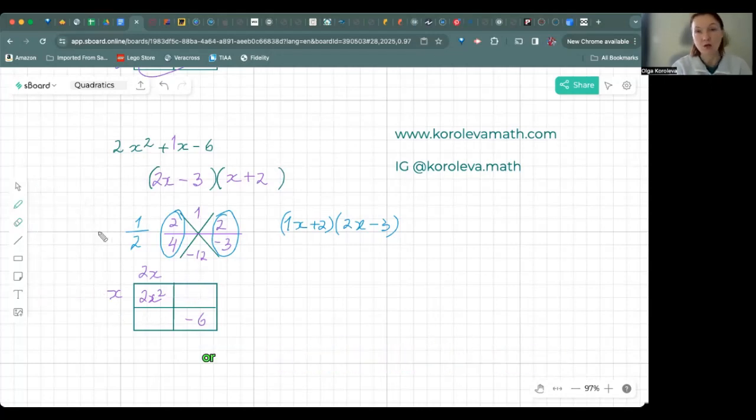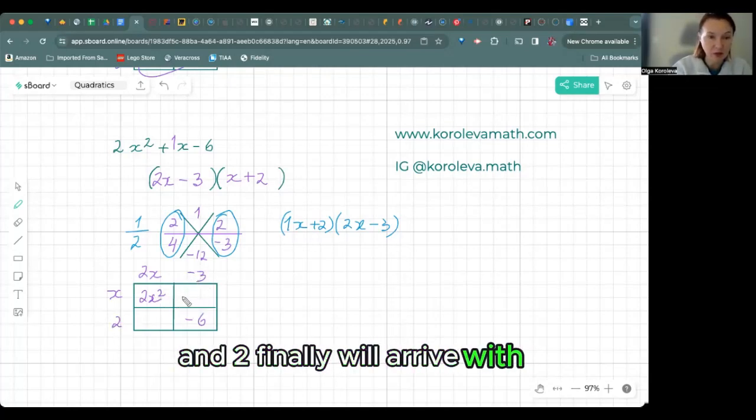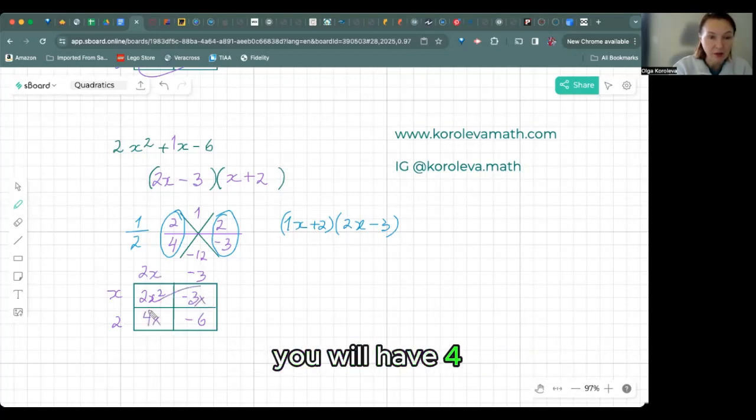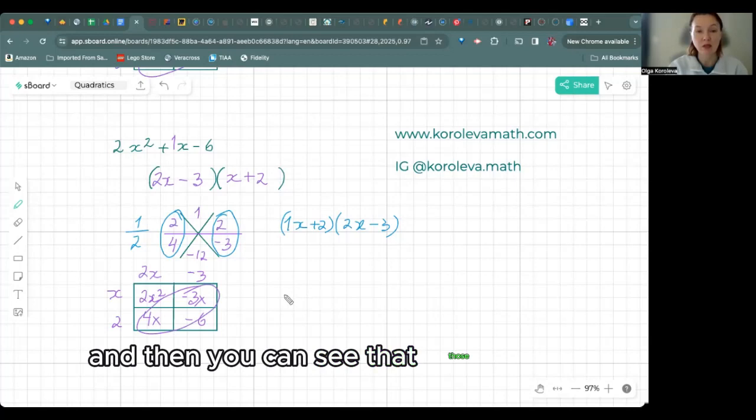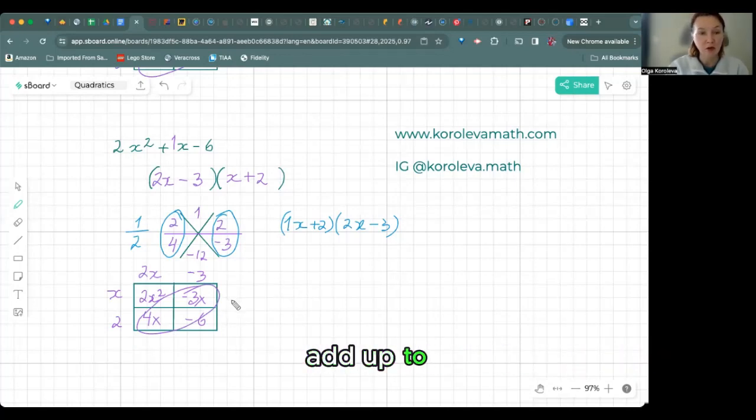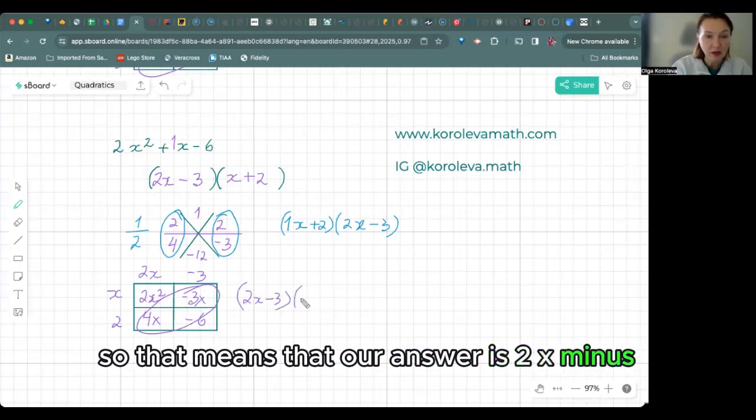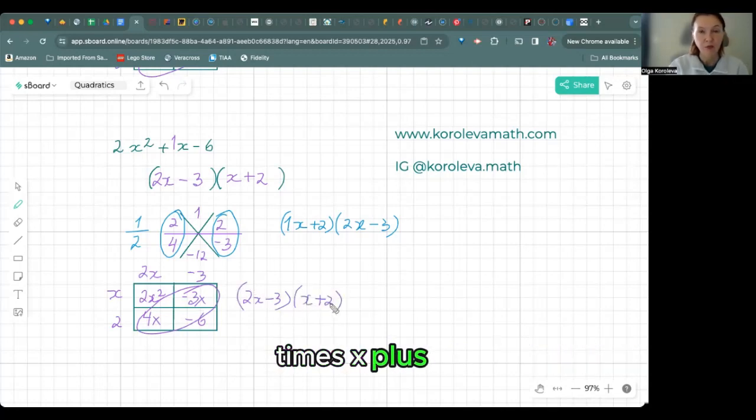You can write it, or you can draw many boxes, or you can do mental math. So then if you think about negative 3 and 2, finally you will arrive at that. You will have your negative 3x, you will have 4x, and then you can see that those two numbers add up to x. So that means that our answer is 2x minus 3 times x plus 2.